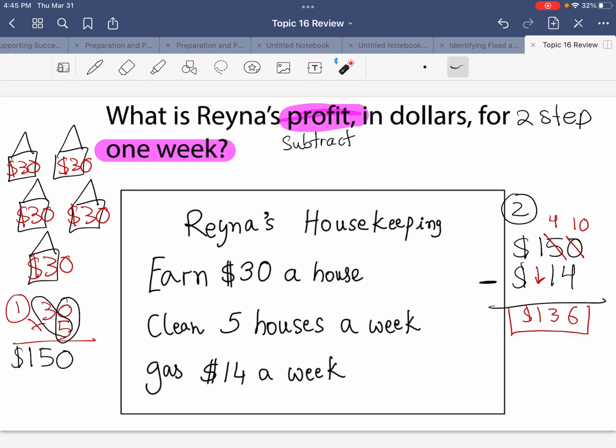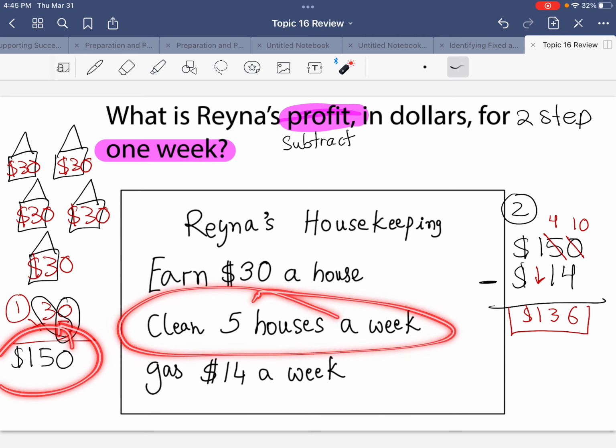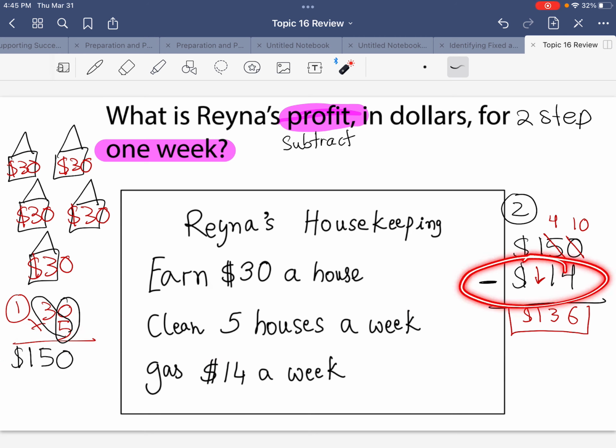Okay? She gets $115 from all these 5 houses, which is awesome, but she has to pay for gas, which is $14. So her profit is $136.